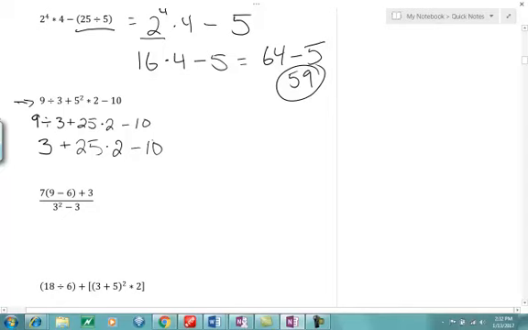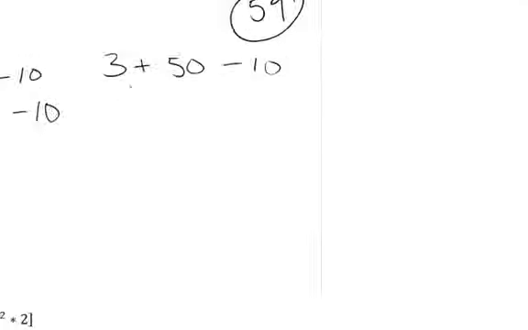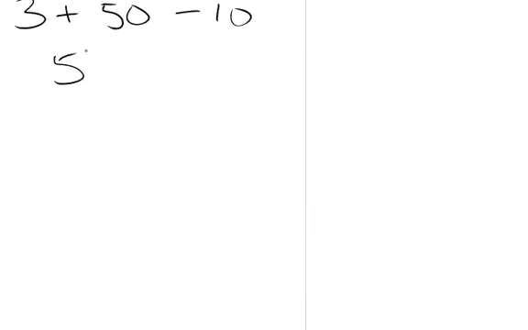If you notice from one step to the next, I'm only doing one thing. I still have to do my multiplication. 25 times 2. So 3 plus 50 minus 10. I'm going to do my adding now. 3 plus 50 is 53. Minus 10 is 43.